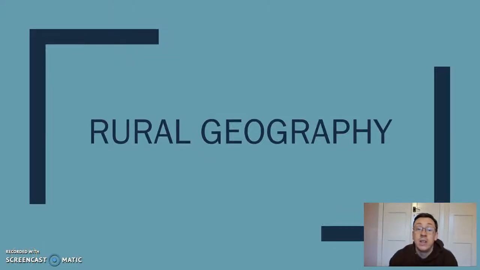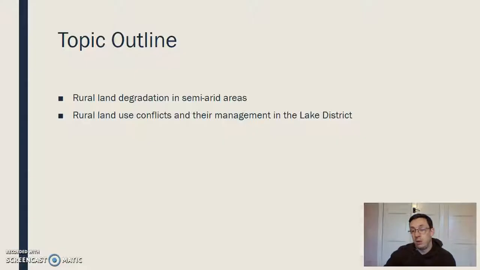Hi all. In this video we're going to start to look at rural geography. Now, a very brief topic outline. There's really only two main strands that we look at when we're talking about rural geography. We've got rural land degradation, and we're going to focus on this in semi-arid environments. And then you've got rural land use conflicts and their management, and we're going to be looking at this in the Lake District. Now, in today's video, we're going to be looking at rural land degradation in semi-arid areas.